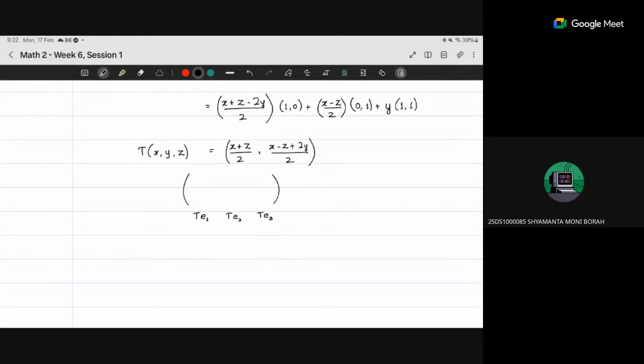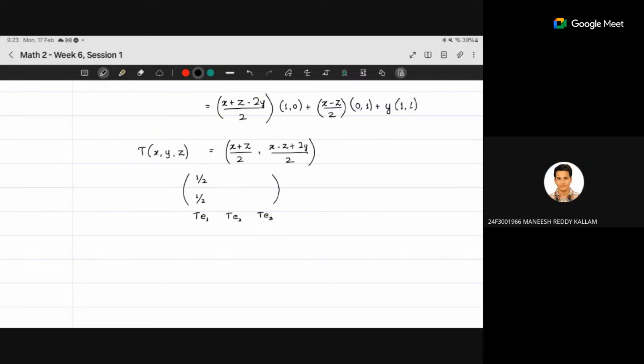One zero. No, T of E1 is not 1, 0. So T of E1, what is E1 over here? Input E1 is in R3, 1 0 0. So what is T of 1, 0, 0? 1 by 2 comma 1 by 2. So that becomes the first column. The first column is the image of the first basis vector in the domain.